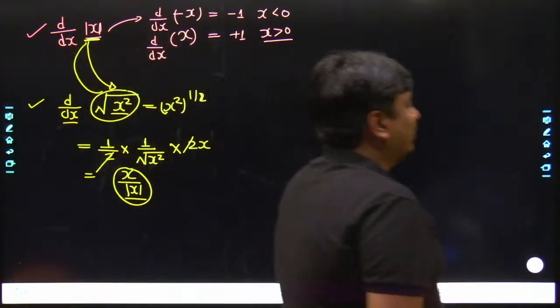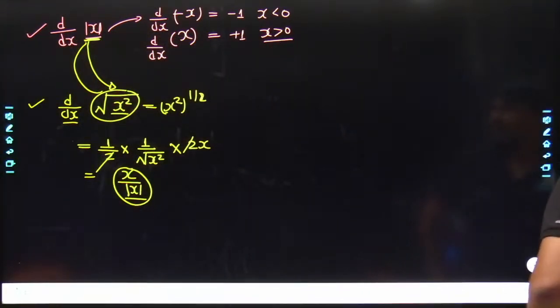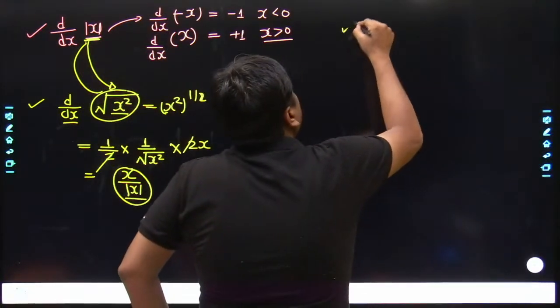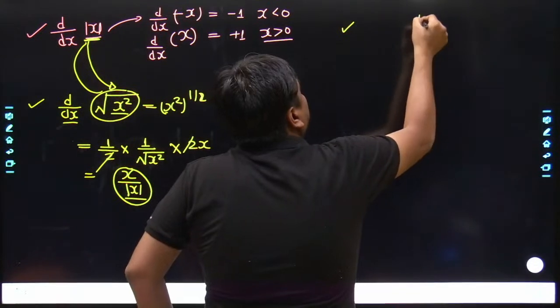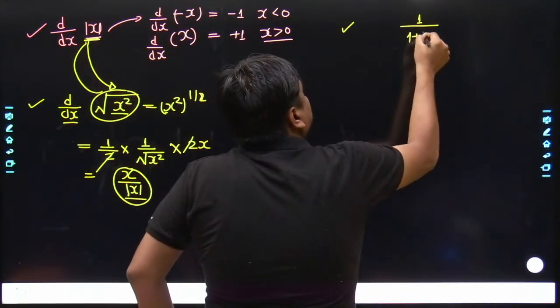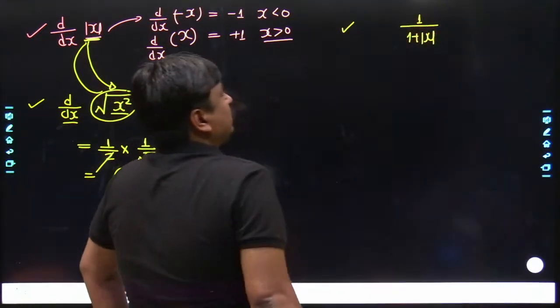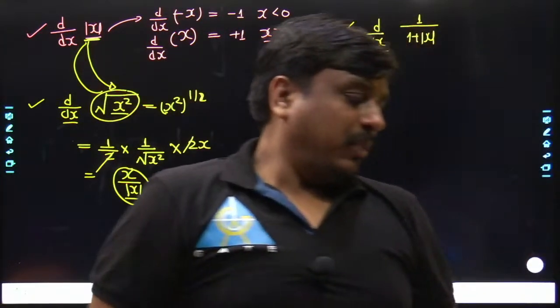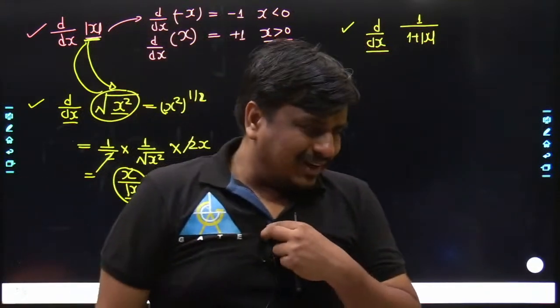Once this problem came in civil engineering, probably 10 years back. Let me take another problem. The problem is 1 divided by 1 plus mod of x. My dear friends, there have been some problems or glitches in between.